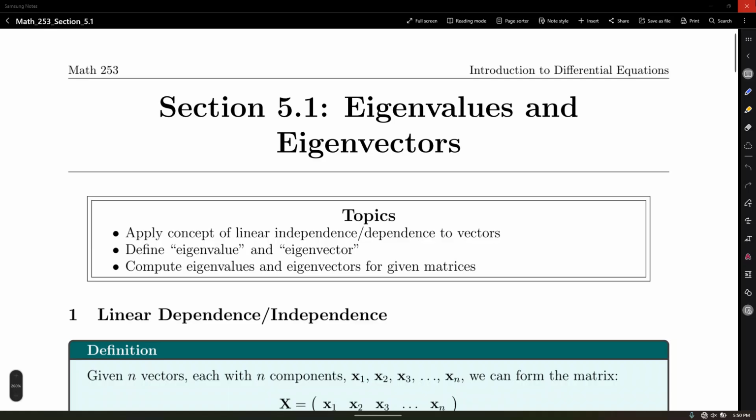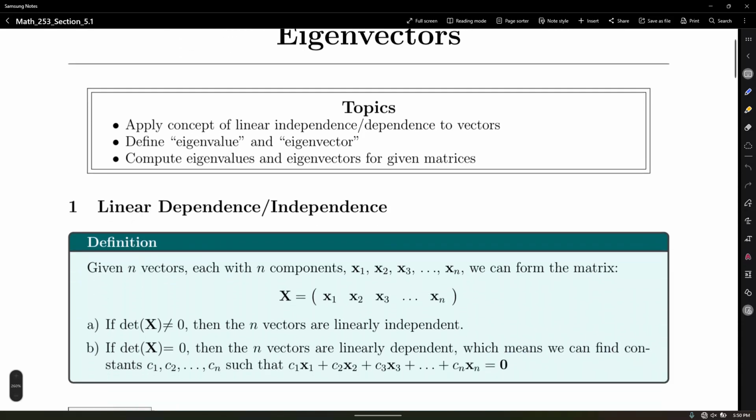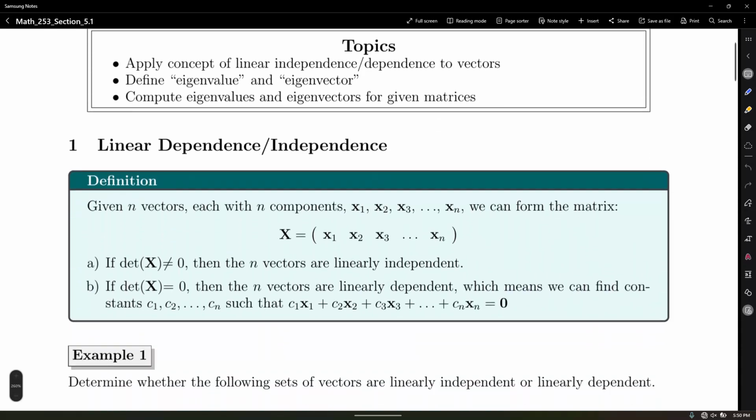Okay, what are we going to do here? Number one, let's talk about the concept of linear independence and dependence, which we already discussed a little bit when we were looking at the theory of higher order differential equations. Number two, we're going to define what eigenvalues and eigenvectors are. And number three, compute those eigenvalues and eigenvectors for some given matrix.